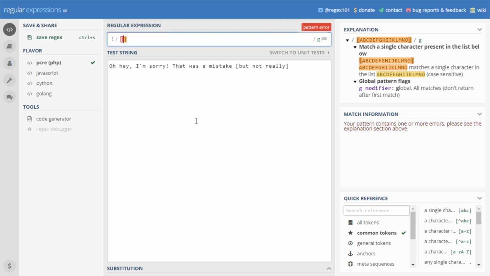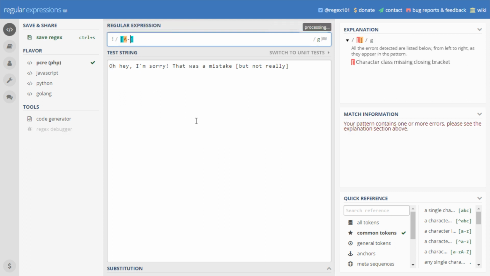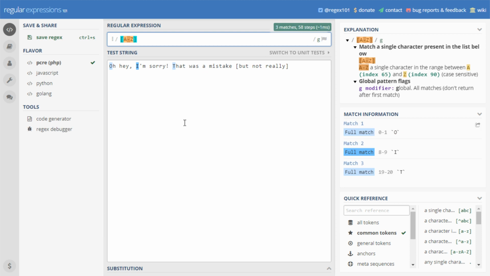nice and easy. If we're inside one of these square brackets, we can just do A to Z. Nice. Capital A to capital Z. That'll match any capital letter. And notice over here it's kind of explaining what's going on. So it's saying, oh yeah, the square bracket part, it's matching a single character in the list below. A to Z, well, basically anything in the range from A to Z. And it says index 65, index 90.